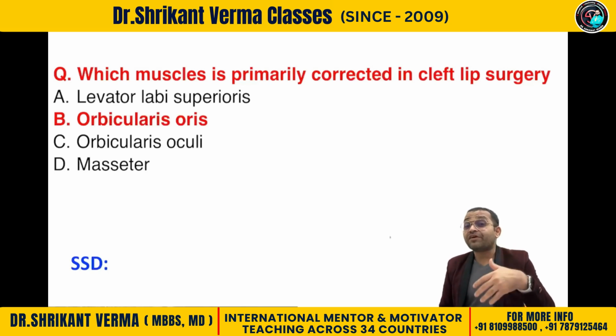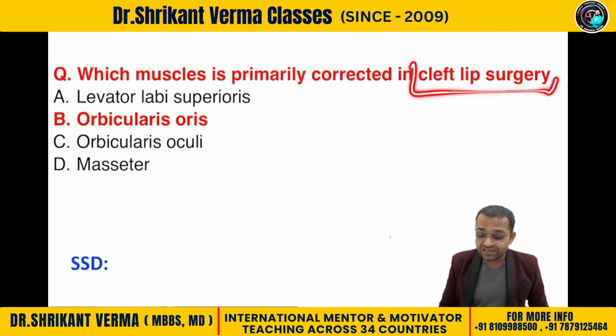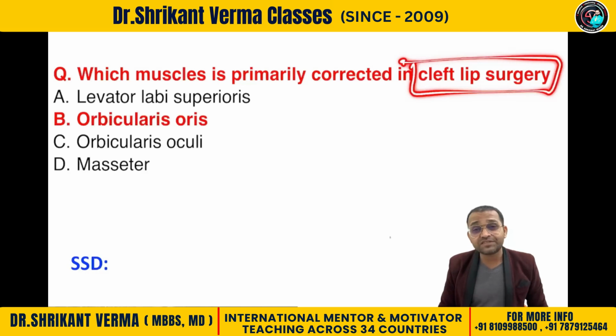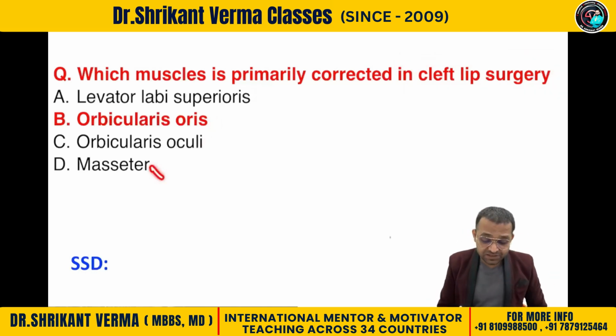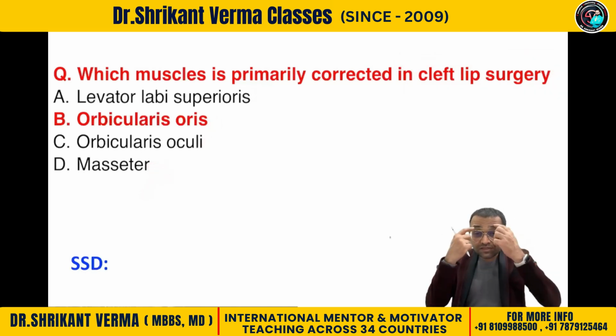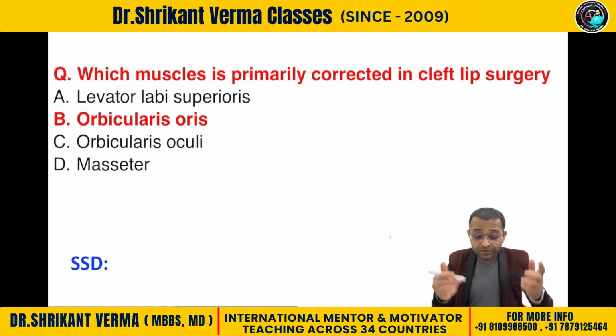Which muscle is primarily corrected in the cleft lip surgery? So they are asking about ENT surgery, cleft lip surgery, but the answer is anatomy. Can you see the levator labii superioris? Yes, orbicularis oris, orbicularis oculi, masseter. Sir, you can exclude masseter, it is the muscle of mastication. You can remove orbicularis oculi, sir, it is the muscle around our orbit. How can it be the answer?